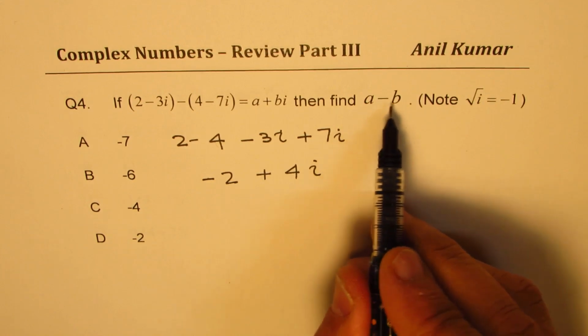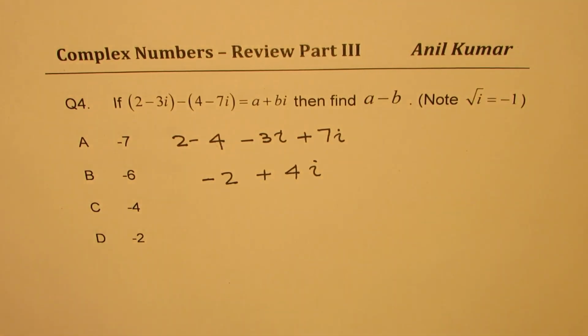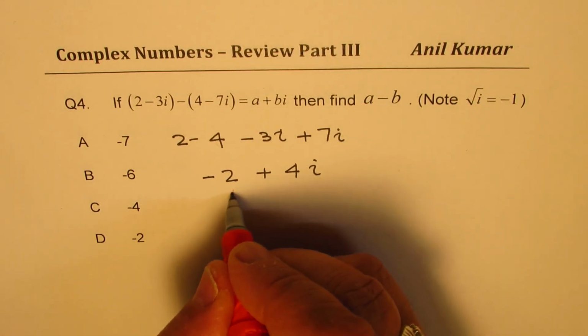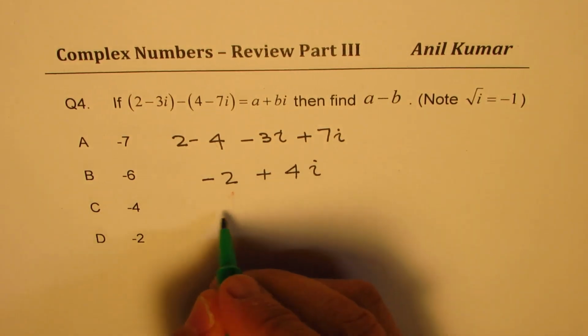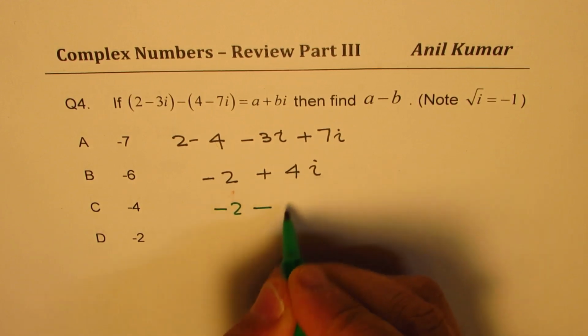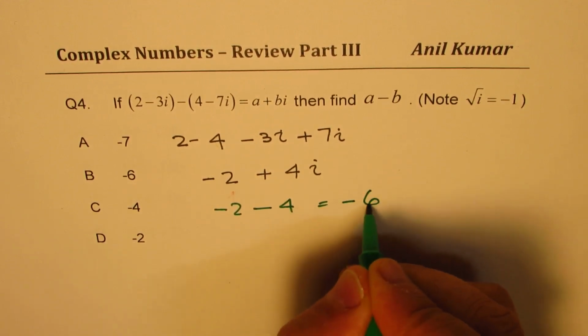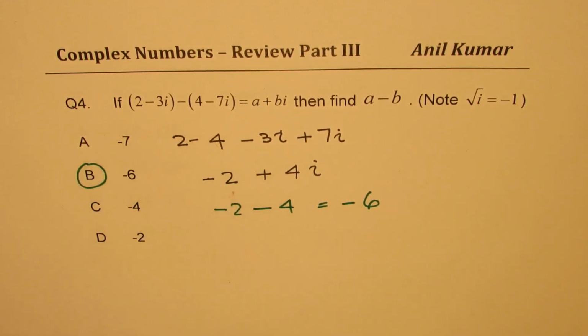We need to find what a minus b is, right? So a in our case is minus 2, right? So a is minus 2 for us. So we'll do minus 2 minus b is 4, which gives us minus 6. So b is the right answer. Perfect. So that is how you're going to answer this question. So till now, I think there are no problems.